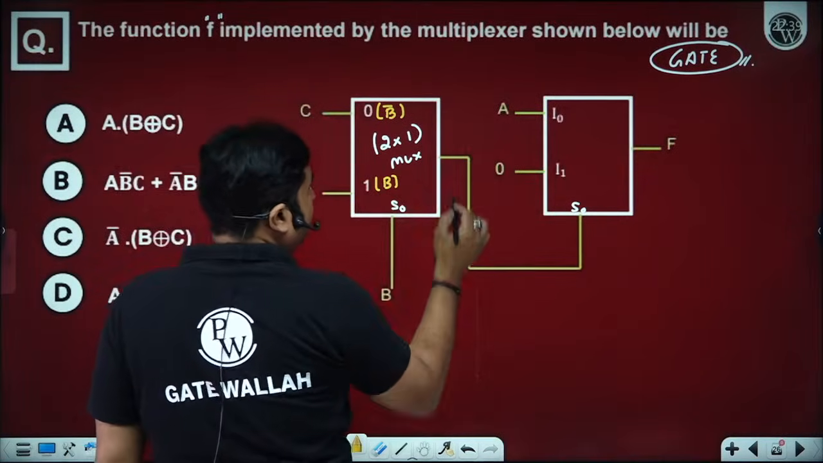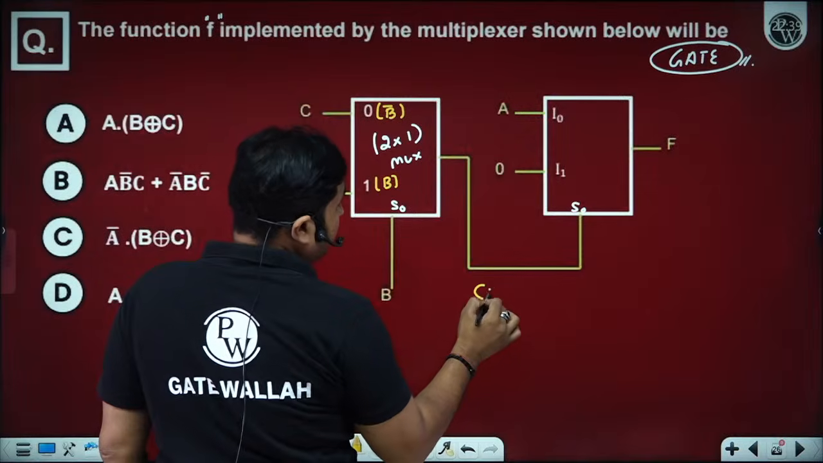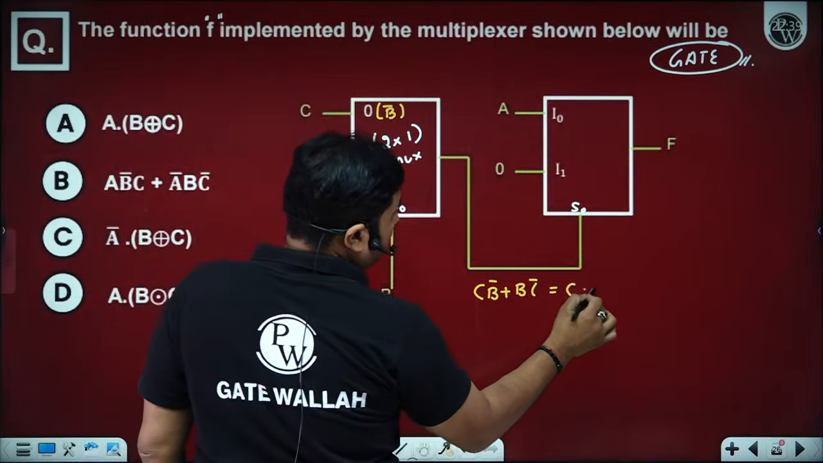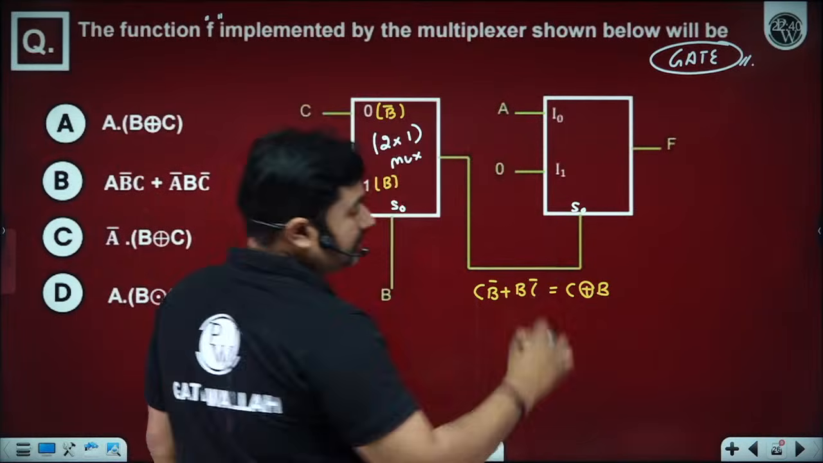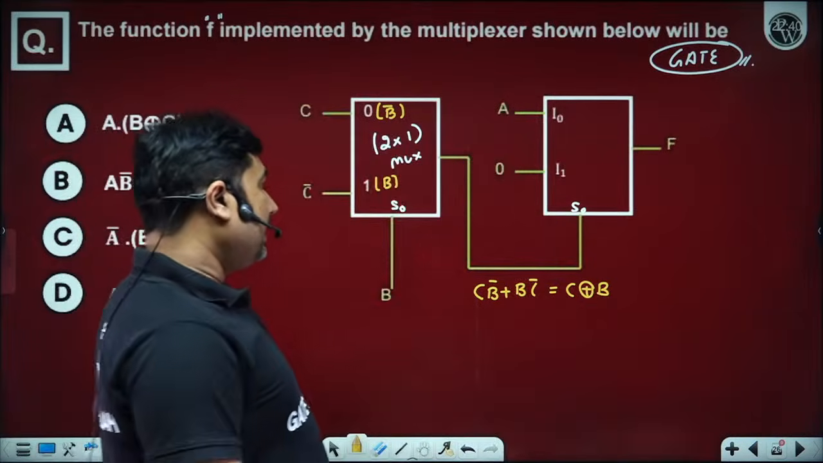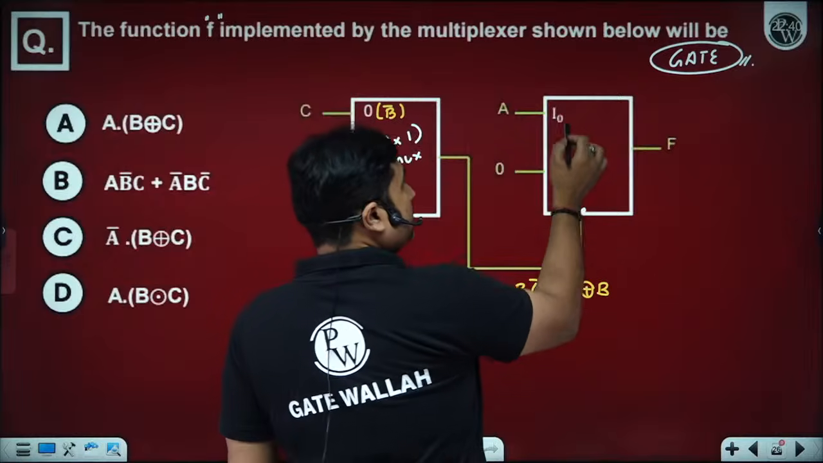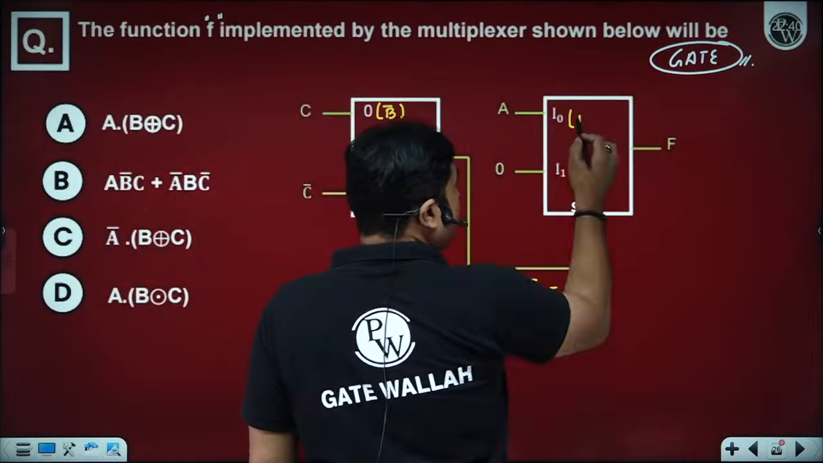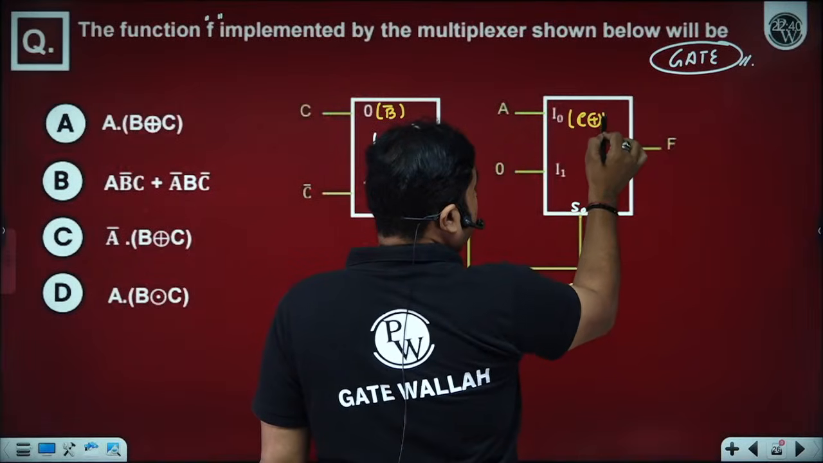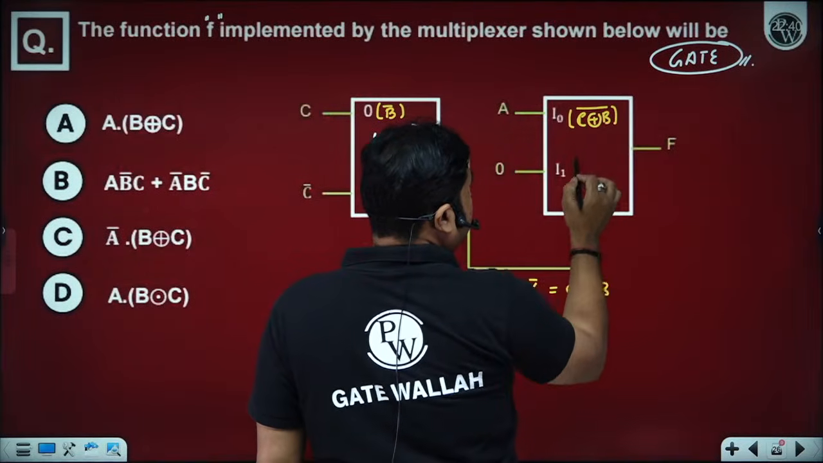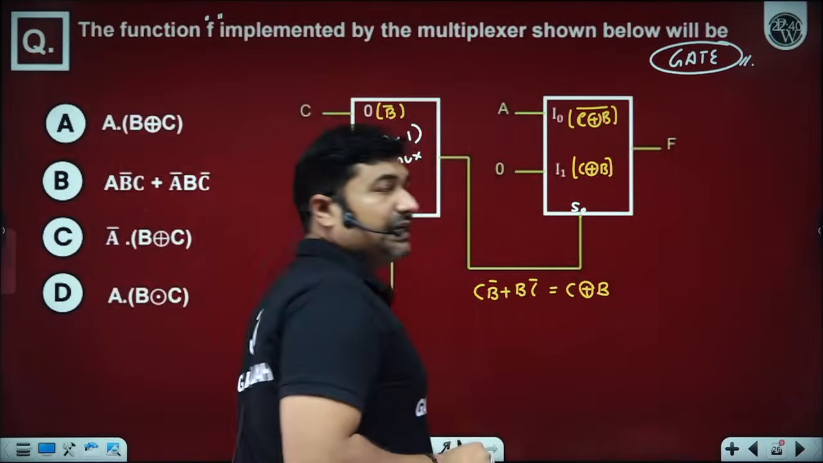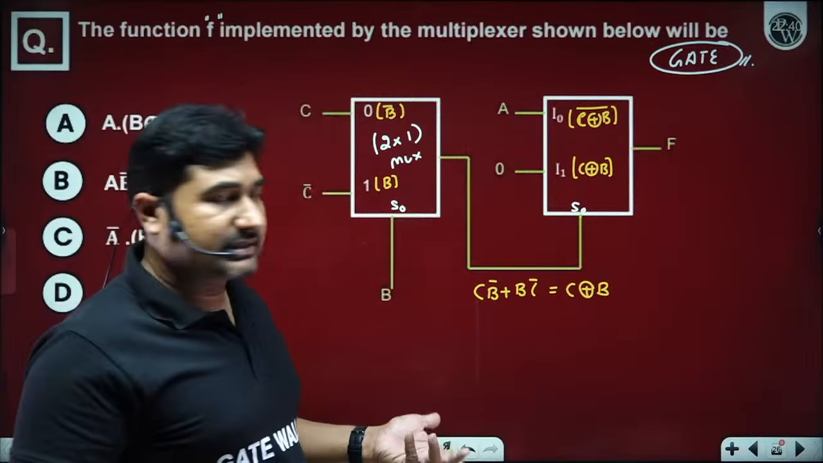B bar is multiplied with this C, so we will get C B bar plus B C bar, so C XOR B or B XOR C. And that is coming to the select S0. So this will become the C XOR B whole complement, and this will be C XOR B. Because C XOR B is a result, you can take it as X.